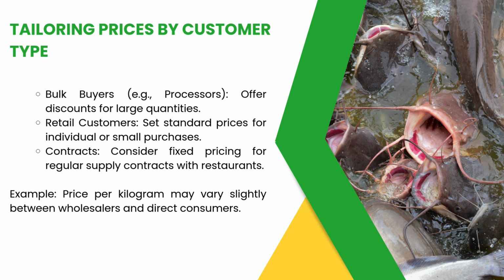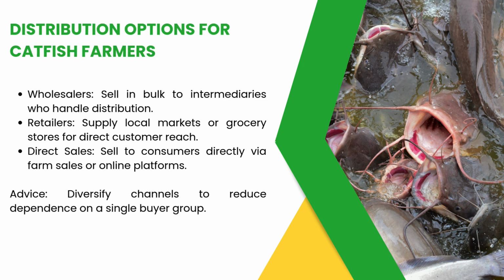You also need to tailor your prices based on your customer type. So for bulk buyers, I advise that you offer them discounts for large quantities. For retail customers, just set a standard price for individual or small purchases. Then contract, which is the one where you have to supply to restaurants consistently over a period of time, it's always advised that you have a fixed pricing for your regular supply contract. For example, you can price per kilogram and you may vary that slightly between wholesalers and direct customers.